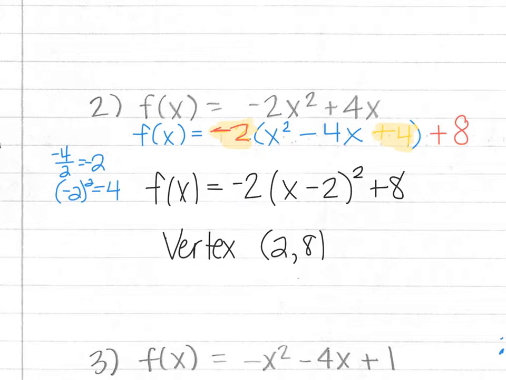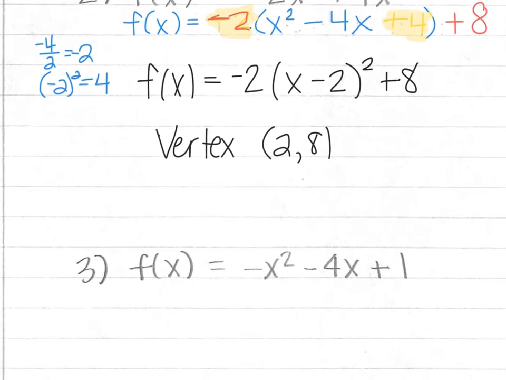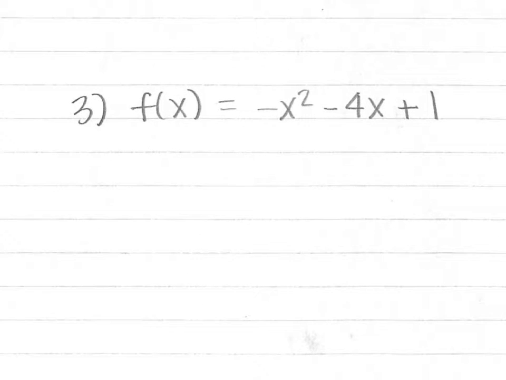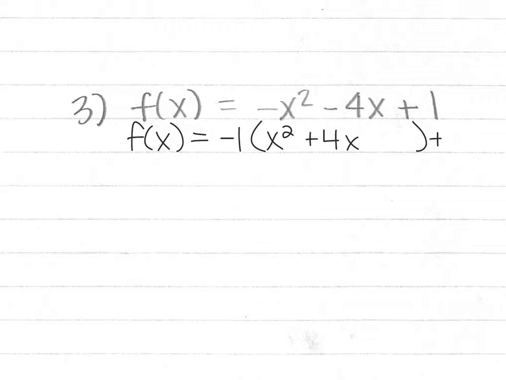So let's take a look at one last example here. In example 3, we have f of x equals -x squared minus 4x plus 1. So here we can use completing the square again. Remember that we have to have a positive x squared, so we're going to factor out a -1. So we get x squared plus 4x, and then our plus 1 on the outside.